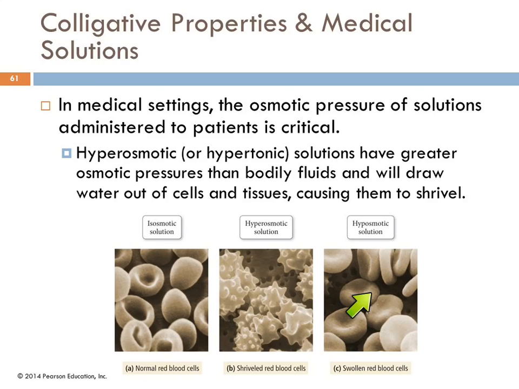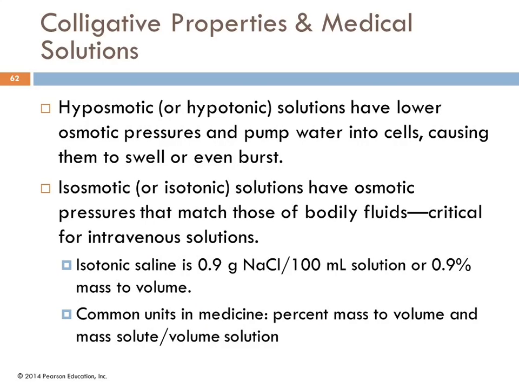And this is what happens if it's hypoosmotic or hypotonic and the concentration is lower. Then the water will go in and they will swell and eventually burst, and bursting blood cells. Not good. So anytime they're giving you IV fluids, the base of that solution is going to be 0.9% sodium chloride, which is isotonic or isoosmotic with the plasma in your blood.